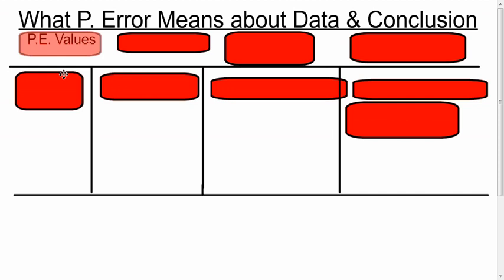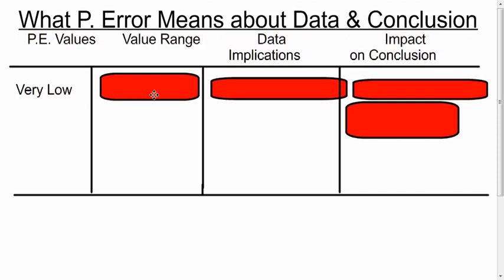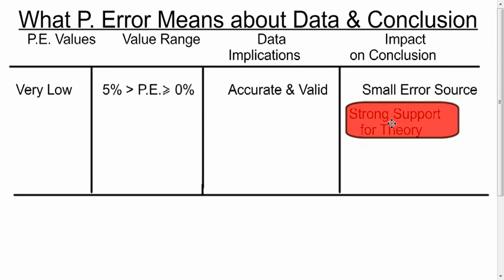Now, the final range, you get really low values. This is between 0 and 5%. That's what we want. This means you've got really accurate and valid data, and you've got a small source of error, and you've got strong support for whatever theory that you're going to generate based upon the data.